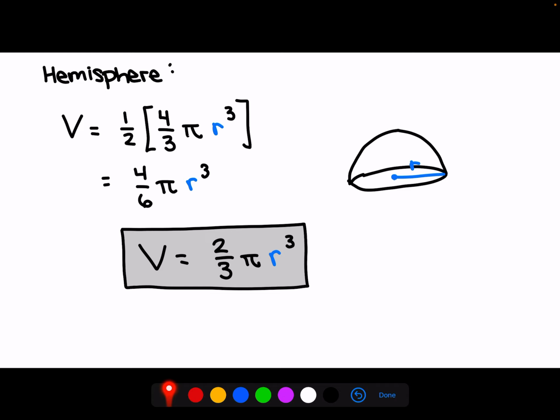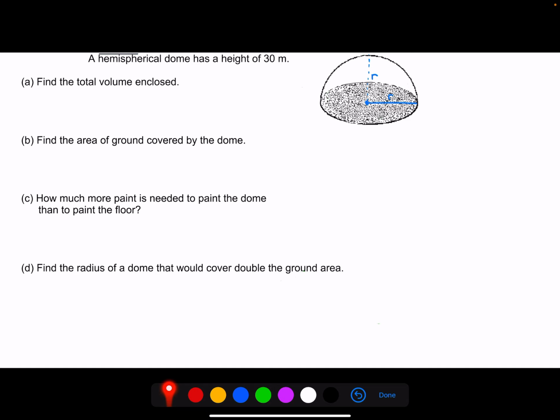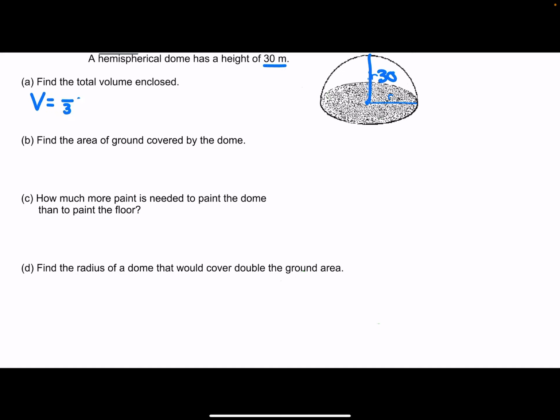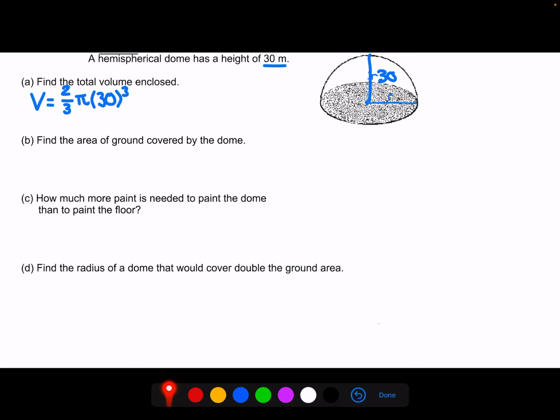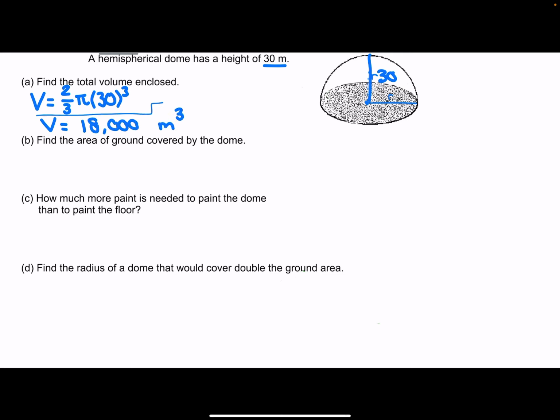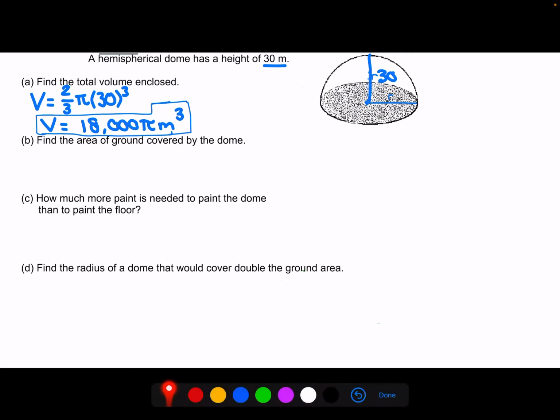All right, let's go ahead and try out some examples with hemispheres. We have a hemispherical dome that has a height of 30 meters. Now, if it has a height of 30 meters, that means that its radius is 30 meters. So no matter where it goes, that radius will be 30 within this hemisphere. So if I want to find the total volume enclosed, I'm just going to use the volume of a hemisphere: 2/3 times pi times 30 cubed. If I enter this into my calculator, that will give me 18,000 pi. So the volume of this hemisphere is 18,000 pi meters cubed.